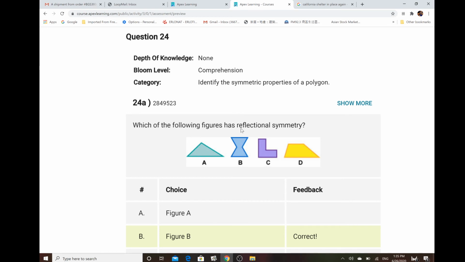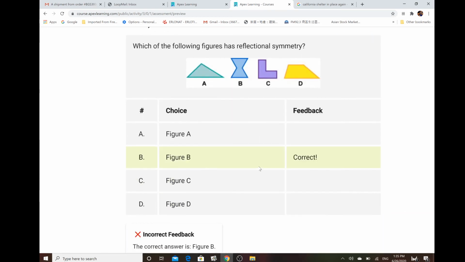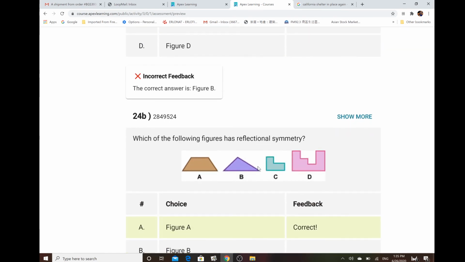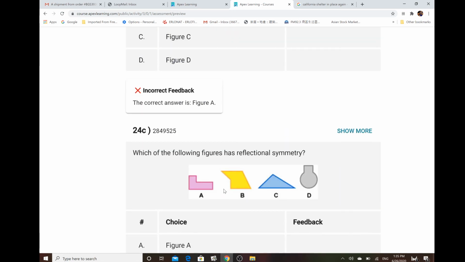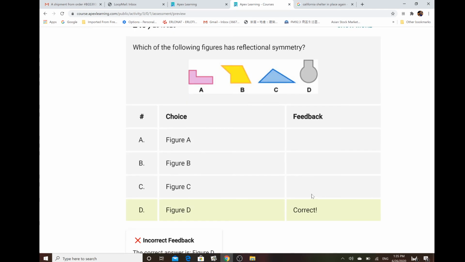And then 24a, which of the following figures has reflectional symmetry? So the one that's like this, like the symmetrical trapezoid. Figure B. And which of the following figures has reflectional symmetry? Trapezoid again, A. Reflectional symmetry, so line of symmetry here, so then that would be this one right here. Choice D.